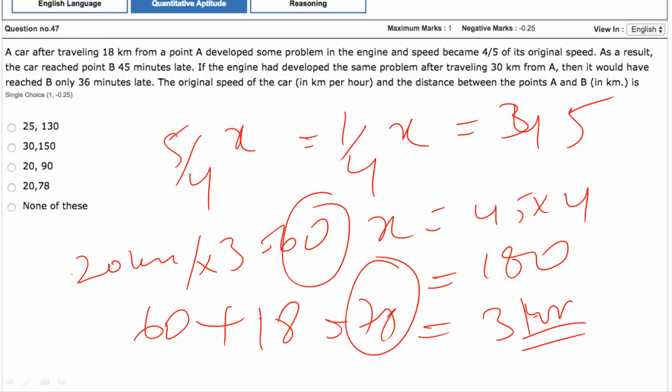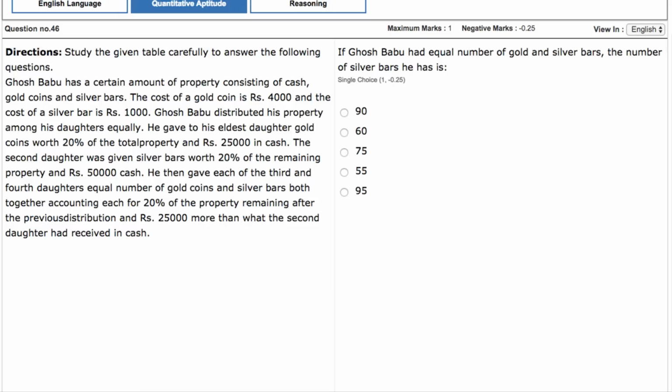I hope this is clear. With both the ways we have tried to explain it, and it is as clear as that. Okay, I hope this question is clear. We can move to the next question.